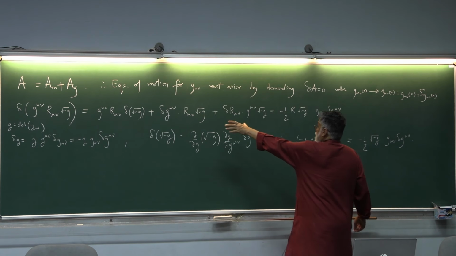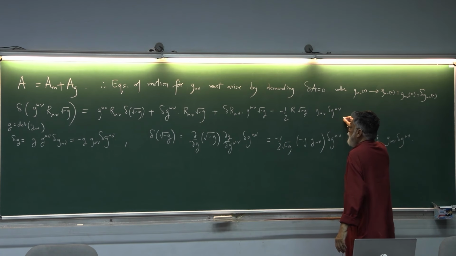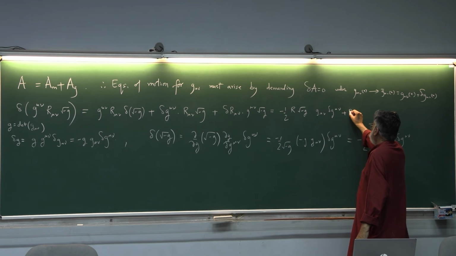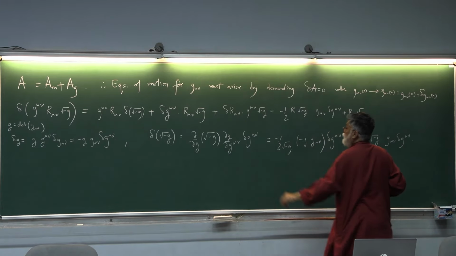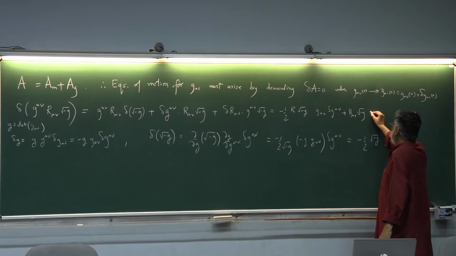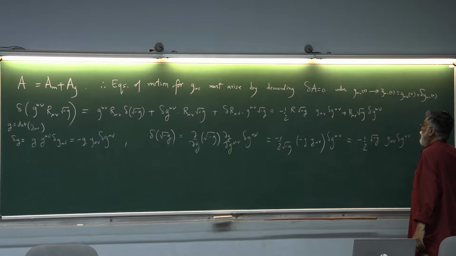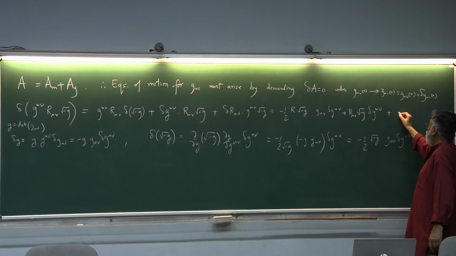Then this is there anyway, plus R mu nu, minus root G, this one, R mu nu, the second term, R mu nu minus root G delta G mu nu. Okay. And then finally, the last term, which is delta R mu nu G mu nu root minus G. Is there any question?